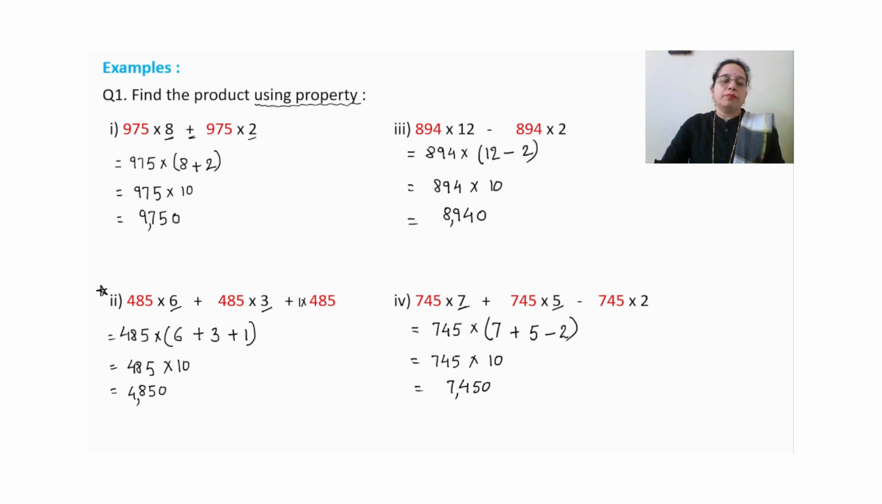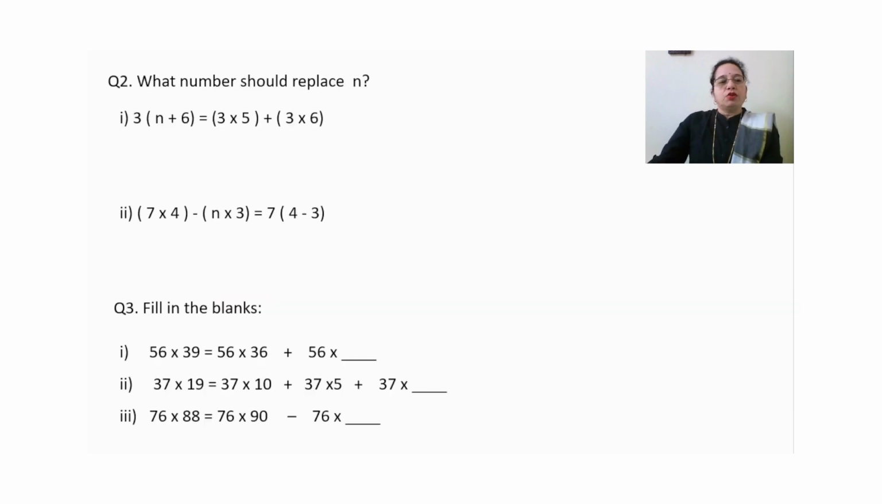Definitely it depends upon the given numbers. If 745 is not common, we don't have any other option, we need to go for the traditional multiplication method. Now question number 2: what number should replace n?